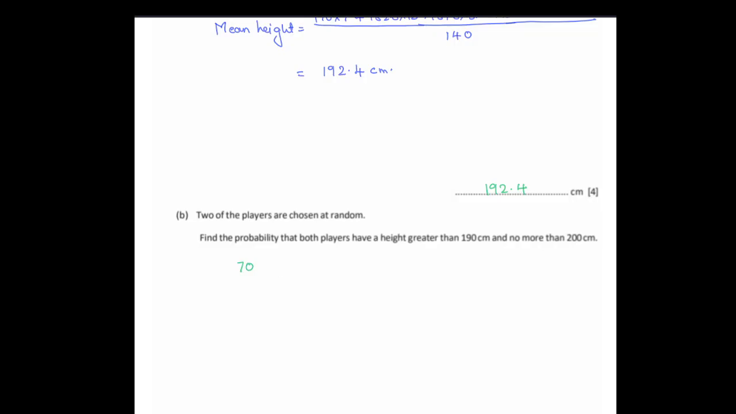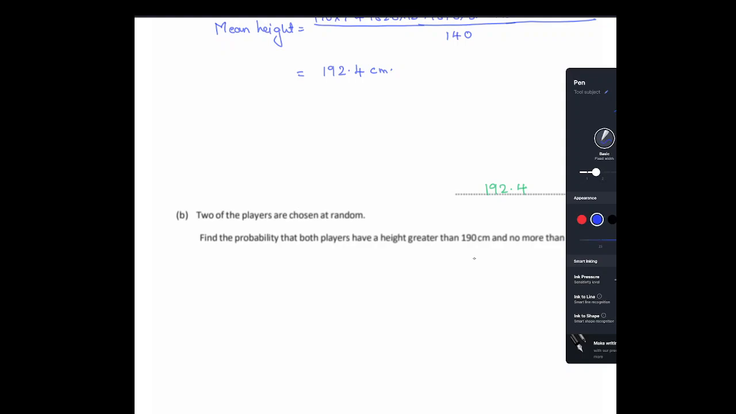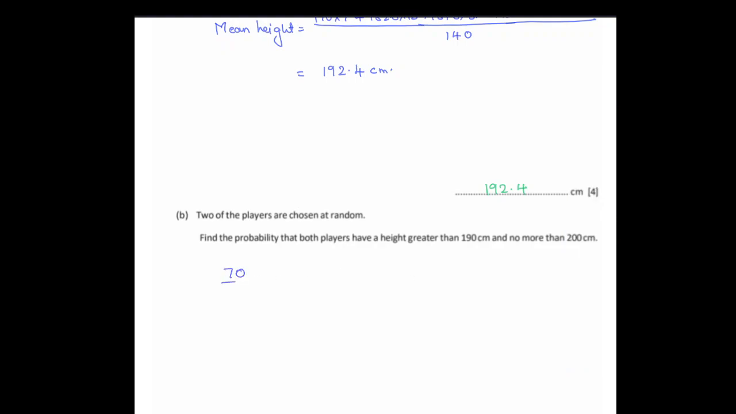70 by, for the first person, out of 140. These 70 people have a chance to be selected. So 70 by 140. Then after one person is chosen, 69 are left in that and 139 are left here. So this will be the complete probability of two players chosen at random. The 70 zeros get cancelled and 7 ones are 7, 7 twos are 14. So it is 1 into 69 by 2 into 139.